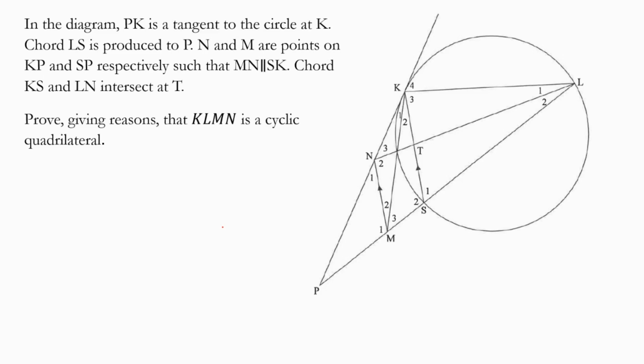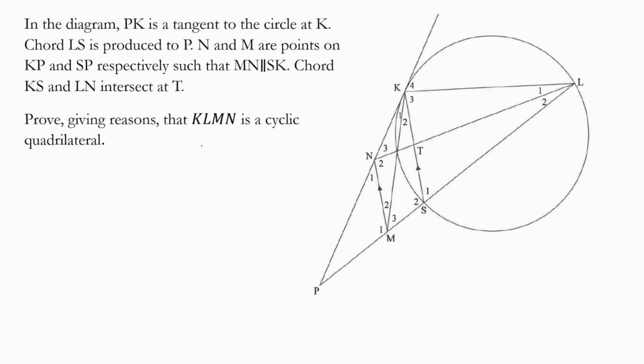Let's do question 11.2.1b. I'm going to show you three alternative methods to prove that the quadrilateral KLMN is a cyclic quad. In the diagram, PK is a tangent to the circle at K. Chord LS is produced to P. Then N and M are points on KP and SP respectively, such that MN is parallel to SK. Chords KS and LN intersect at T. Prove, giving reasons, that KLMN is a cyclic quad.